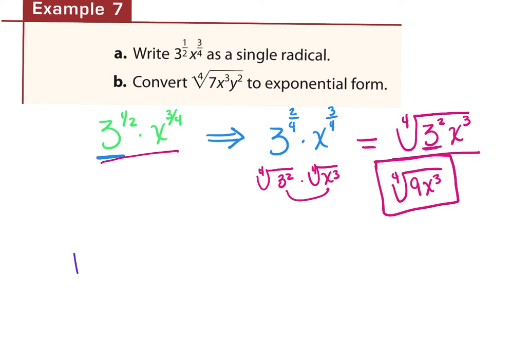All right. They want me to change this, so they've given it to me in radical form, and they want me to change this into exponential form. Every single thing inside of it is under that radical. What is the exponent on my 7 right now? 7 to the what power? The first power. Remember, if you don't see a power, your exponent is a 1. So the 7 is going to be, my numerator is 1, my denominator is 4. The x, my numerator is 3, my denominator is 4. The y, my numerator is 2, my denominator is 4.